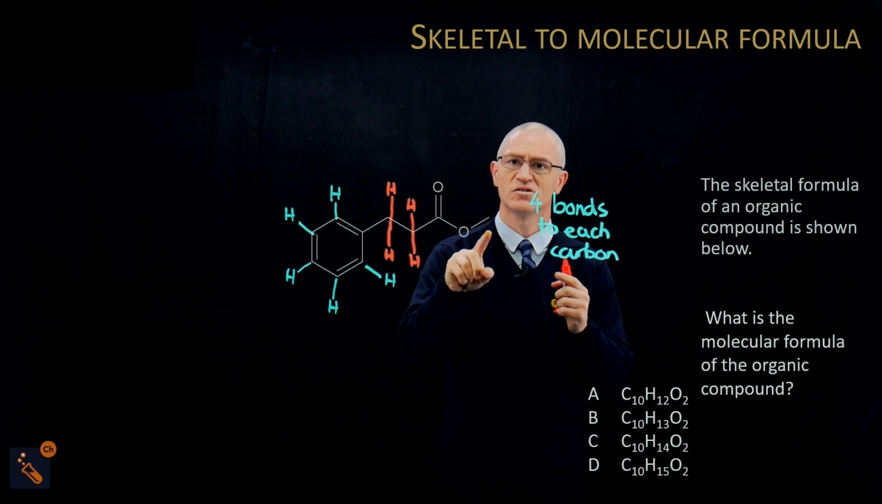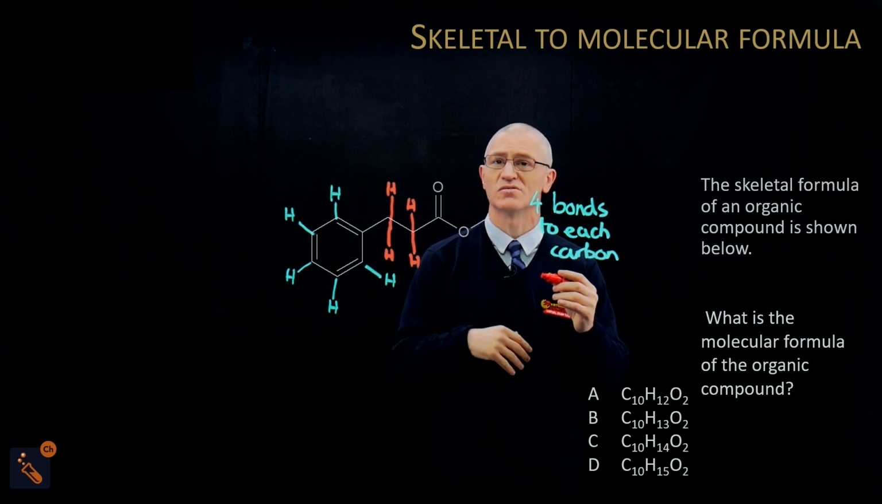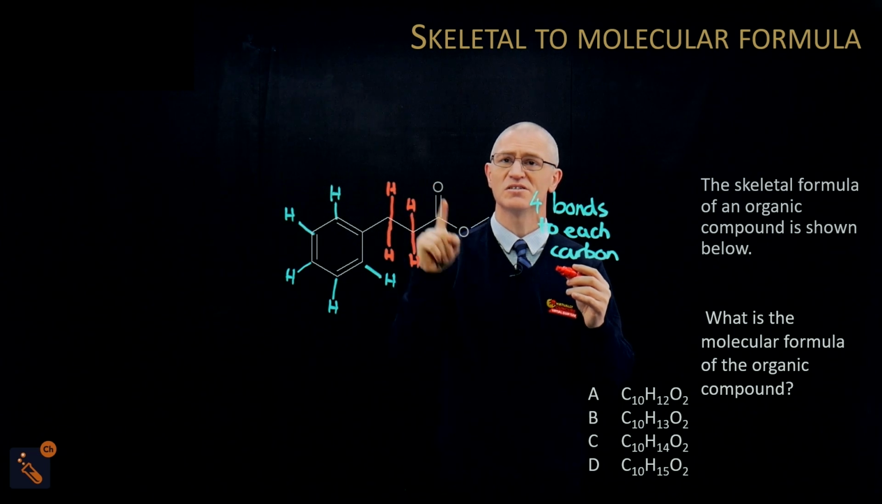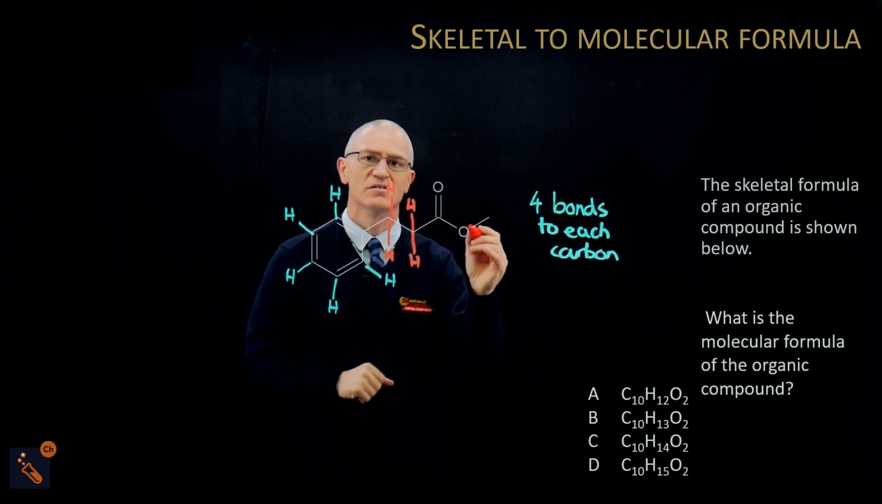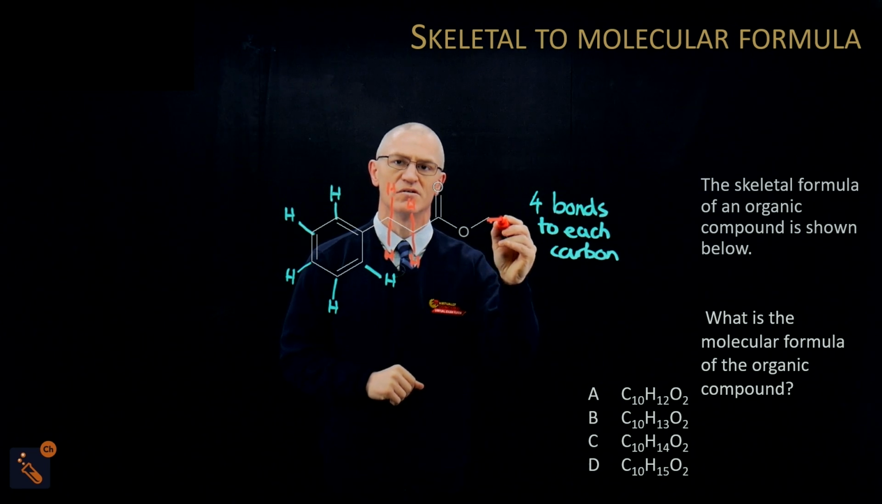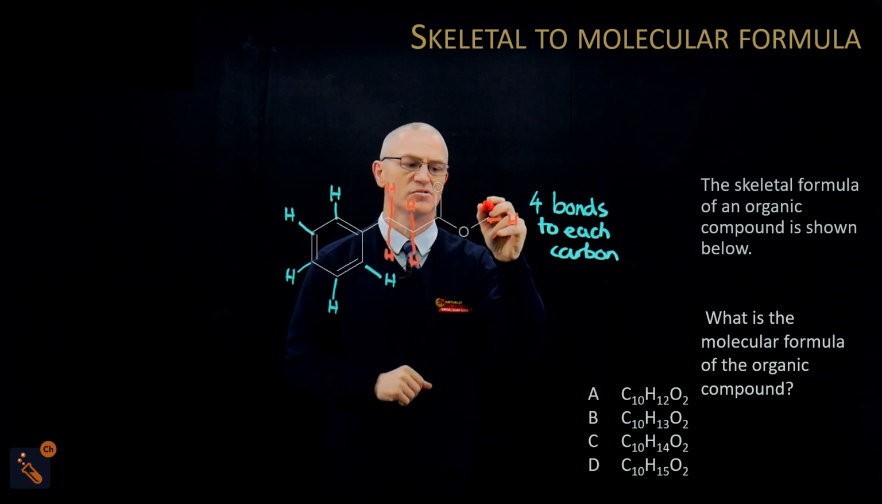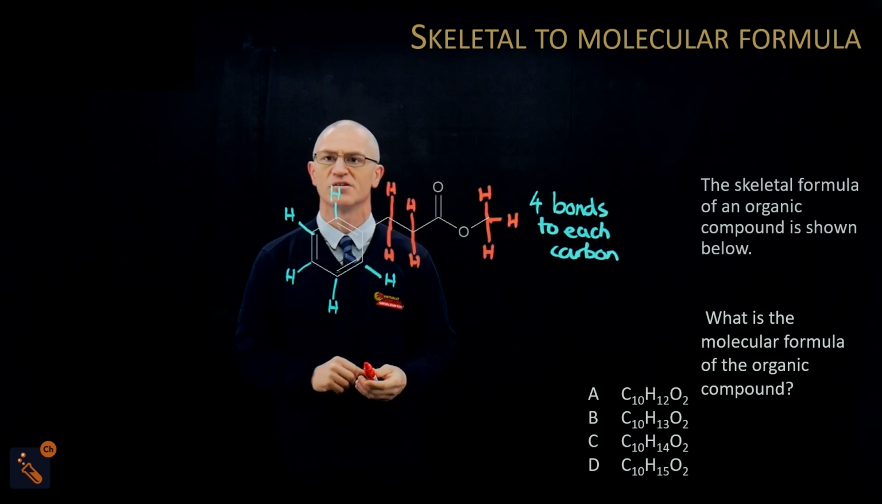So here's 1, 2 bonds, and that's an oxygen. And if it's an oxygen, it's 2 bonds to each oxygen. So we can see there's 2 bonds to this oxygen, 2 bonds to this one. And then that leaves the last one. So the last one here, we can see there's 1 bond going to this carbon, which means we have 3 hydrogens coming off. Okay? So 3 hydrogens coming off.